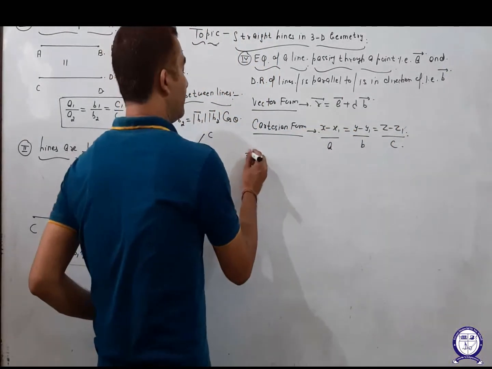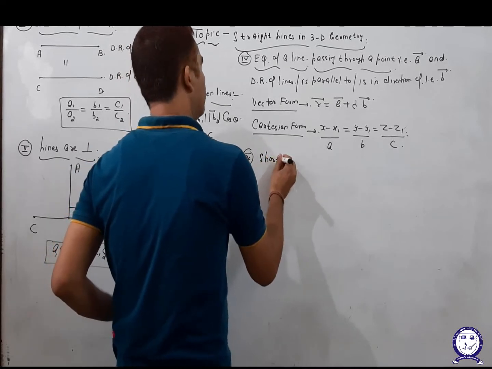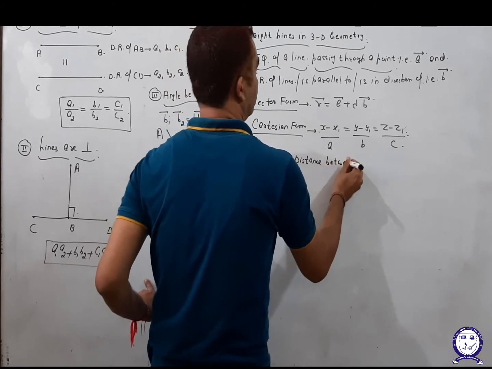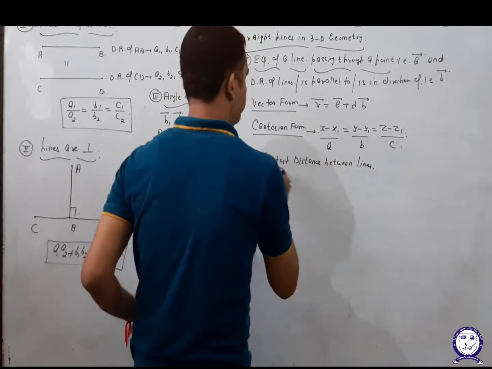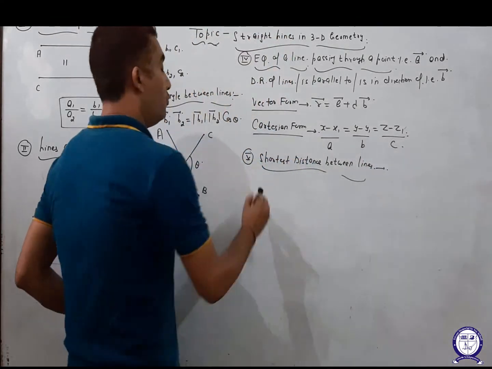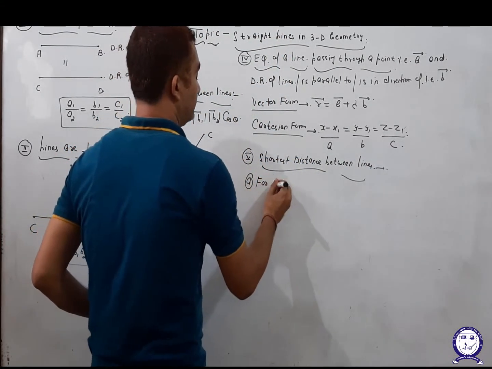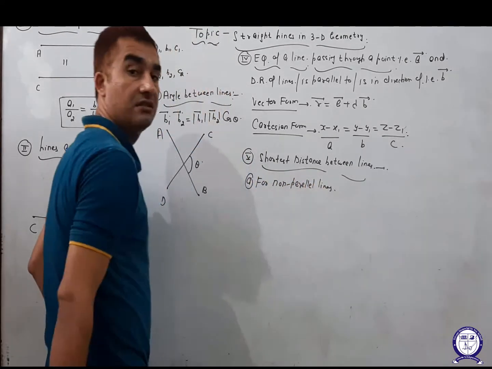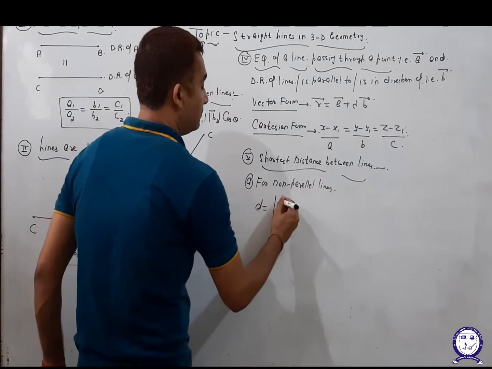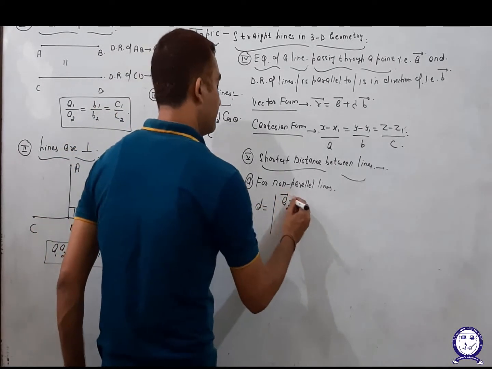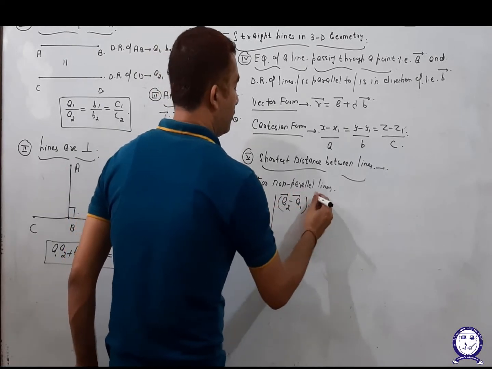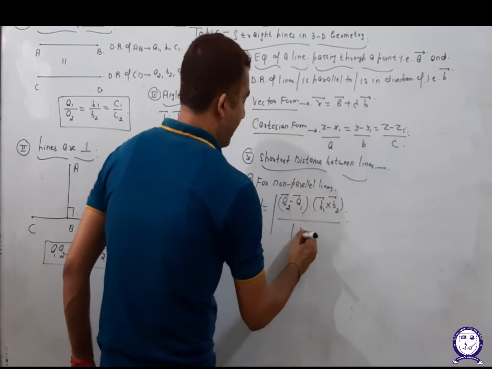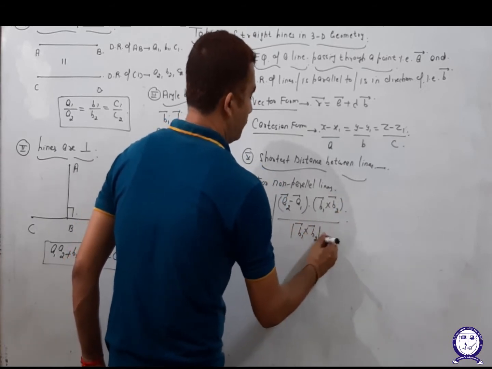And last point, that is shortest distance between lines. Two options are there for non-parallel lines. Formula is D is equal to magnitude of A2 minus A1 dot B1 cross B2 upon magnitude of B1 cross B2 vector.